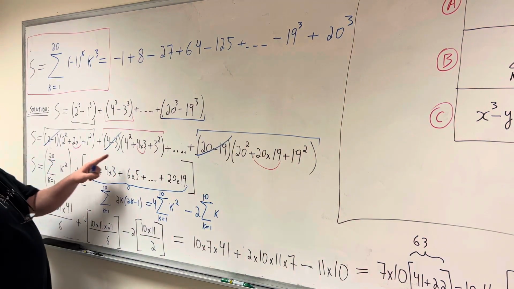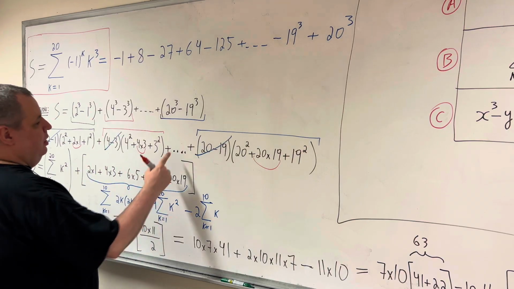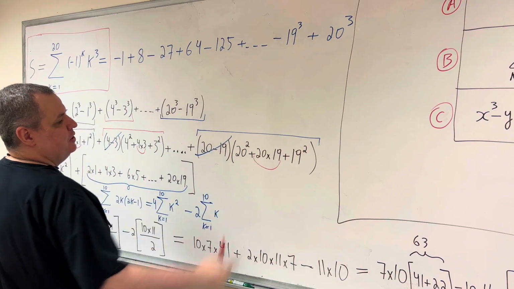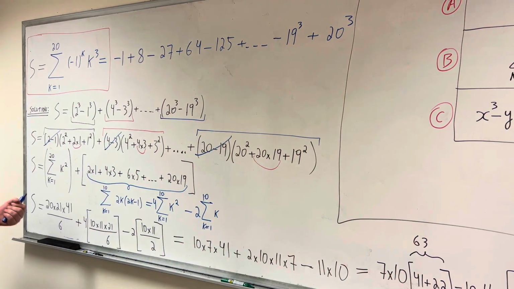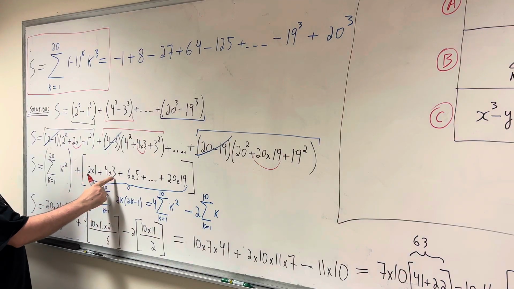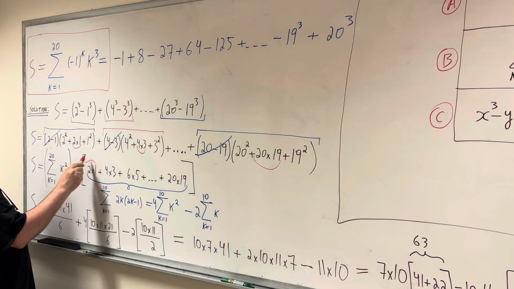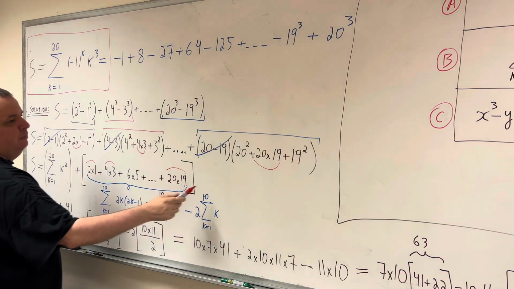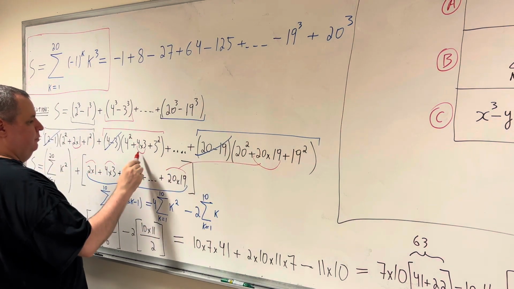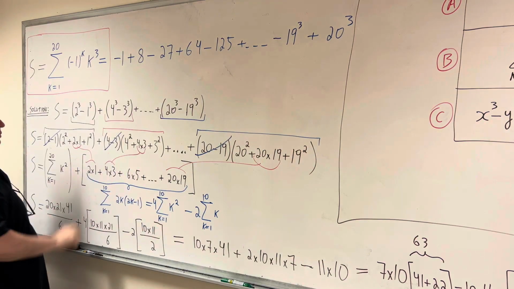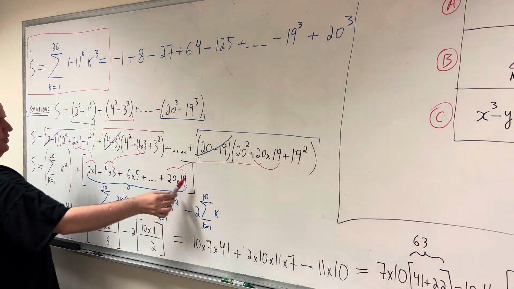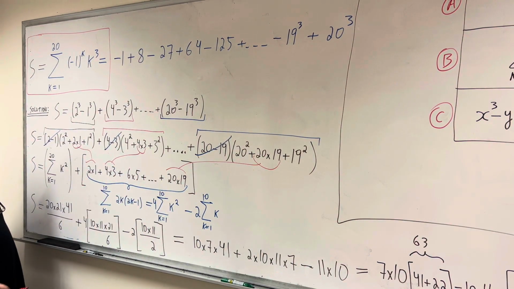1 times 2 plus 3 times 4 plus 5 times 6, and so on up to 20 times 19. Okay? We have these terms where we multiply. So 2 times 1 plus 4 times 3, right? I have this term, then I have this term, all the way. Okay? Now this, we will do a magic.